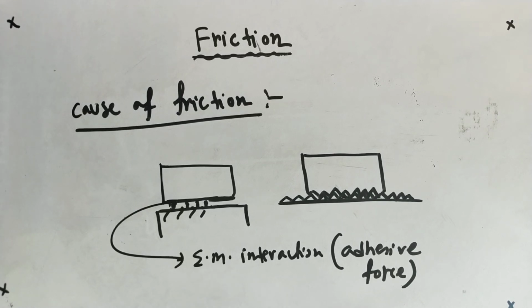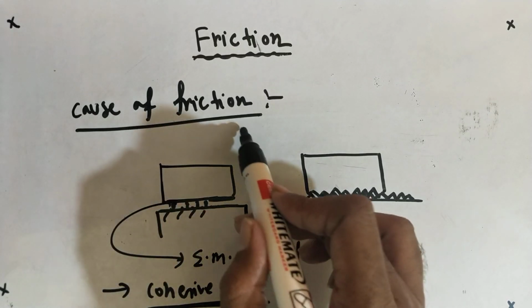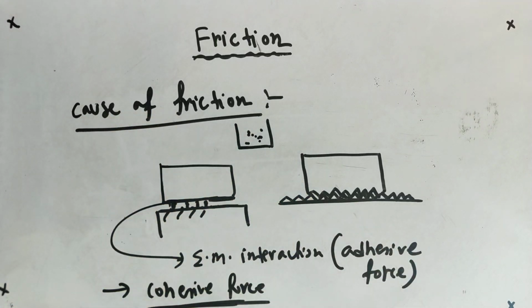You know, there are two kinds of force: one is adhesive force, and another is cohesive force. Cohesive force always acts between the same molecules. Like the molecules of water, they give cohesive force to each other. So the same kinds of molecules interact with cohesive force, but different kinds of molecules always interact with adhesive force. So this is all about the frictional force, and this is the cause of frictional force, and this is why the frictional force is called an electromagnetic interaction.